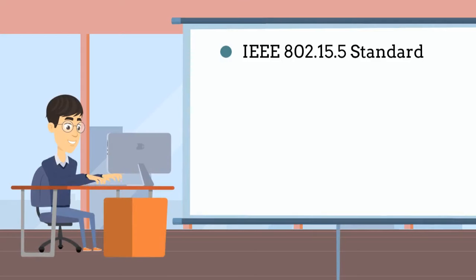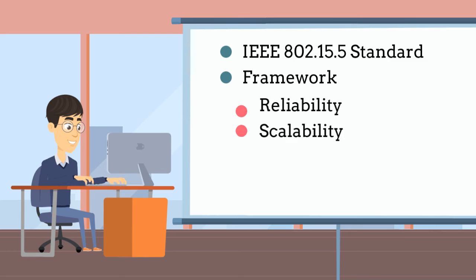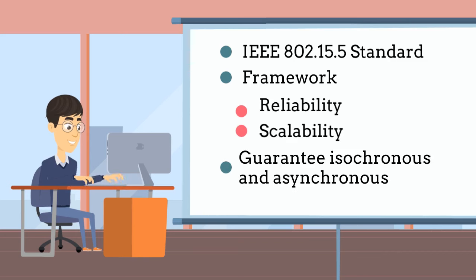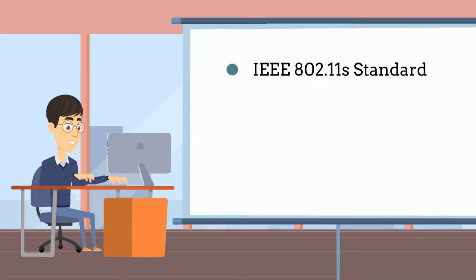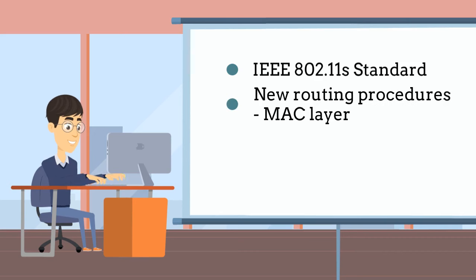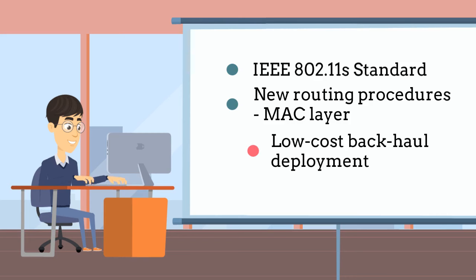The IEEE 802.15.5 working group was created in May 2004 to define a complete framework that provides a reliable and scalable wireless connectivity for mesh nodes. Moreover, it guarantees isochronous and asynchronous data transmissions and provides high throughput and low latency. The IEEE 802.11s mesh network, also named as Mesh Basic Service Set, introduces new routing procedures that are performed at the medium access control layer. It enables rapid and low-cost backhaul deployment, and it can have a greater coverage, exploiting multi-hop forwarding.